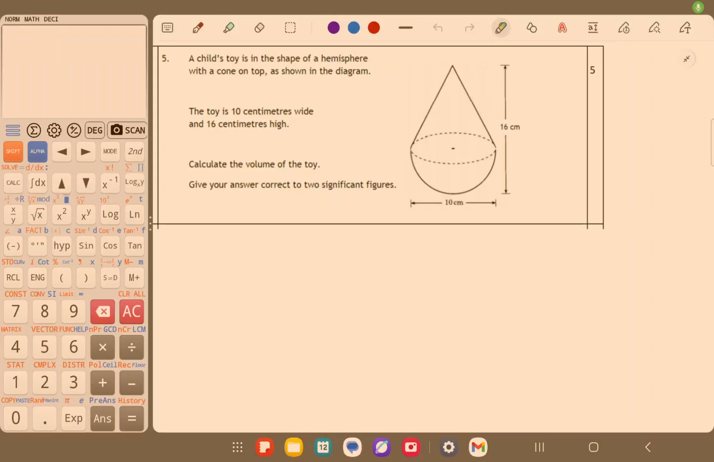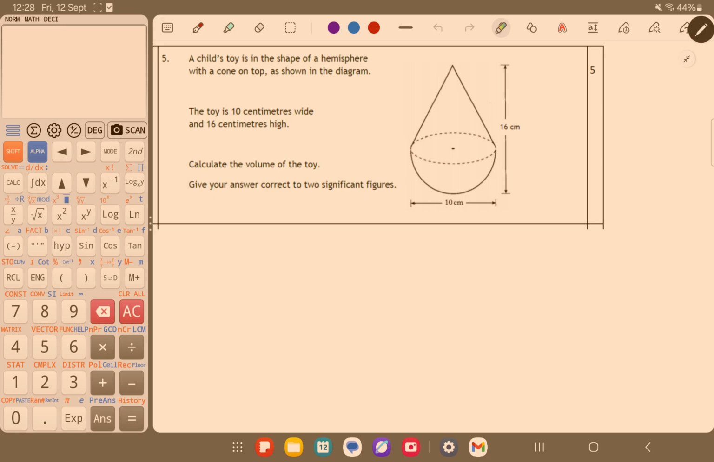A child's toy is in the shape of a hemisphere with a cone on top, as shown in the diagram. So we've got a hemisphere at the bottom here and a cone that has been stuck on top of it. The toy is 10 centimeters wide and 16 centimeters high. We're asked to calculate the volume of the toy, giving our answer correct to 2 sig figs.